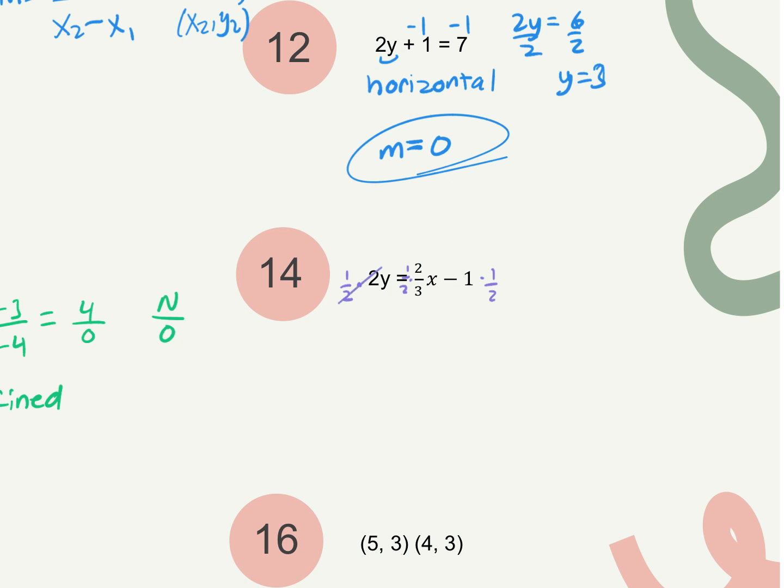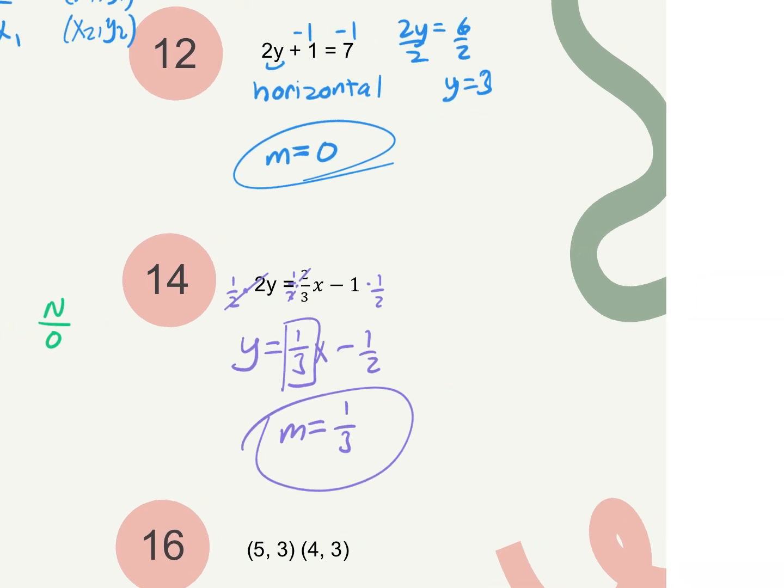If you didn't recognize it, I'll show you the other way that you would have done it, which is essentially the same thing. You would see that the 2 and the 2 cancel out, and then you get 1/3 x minus 1/2. Then you see that the number in front of x is 1/3, and then you get m equals 1 over 3.